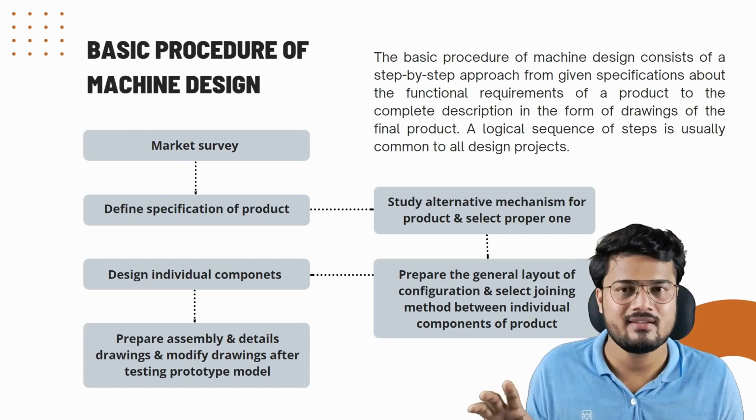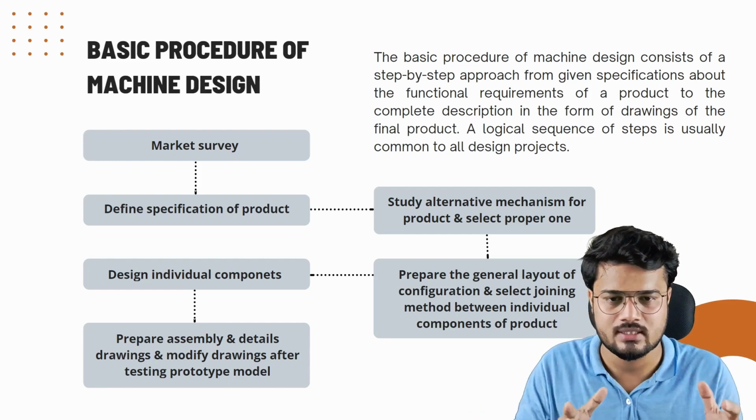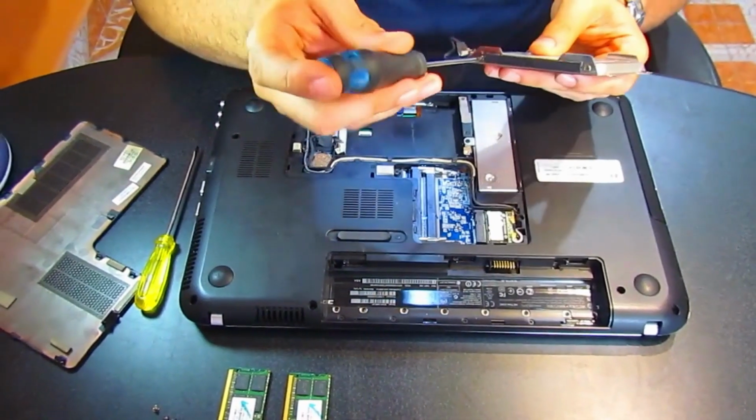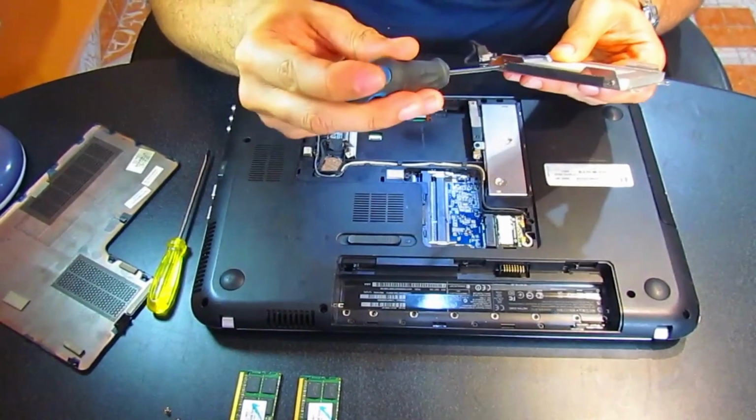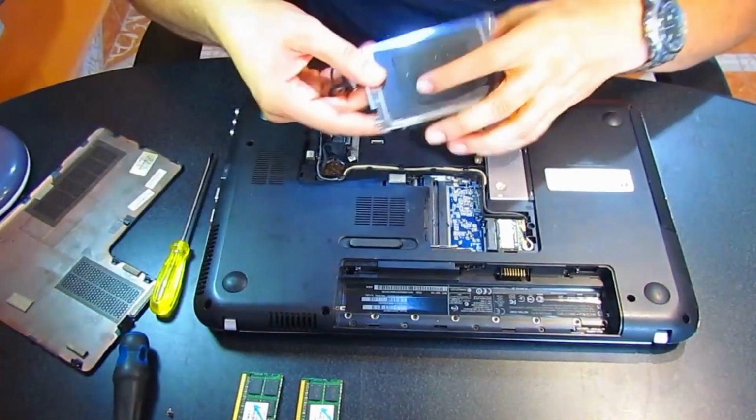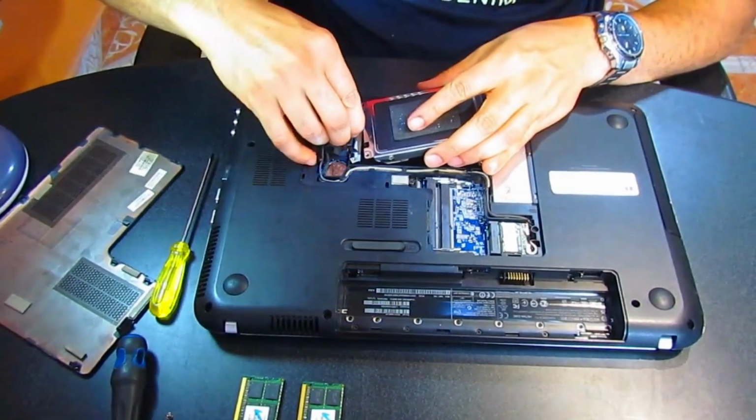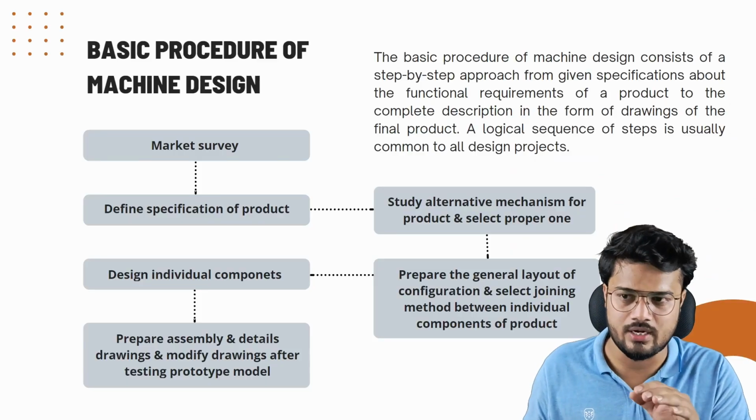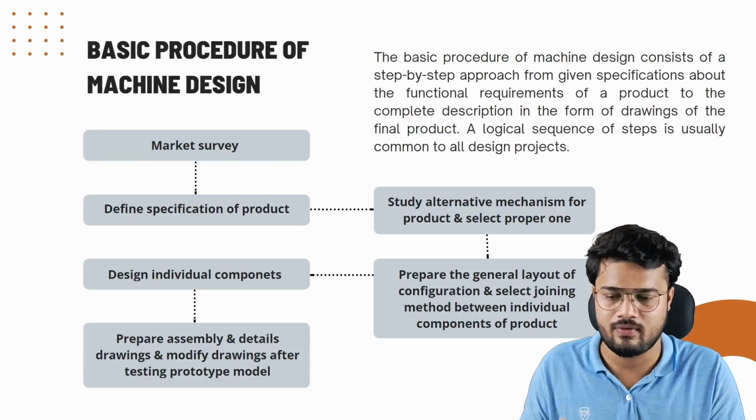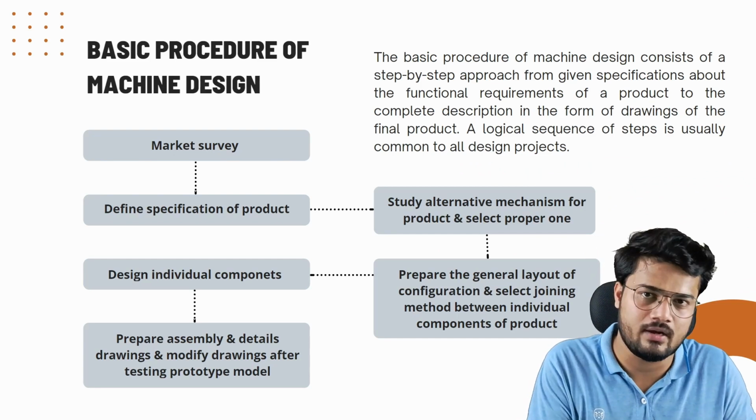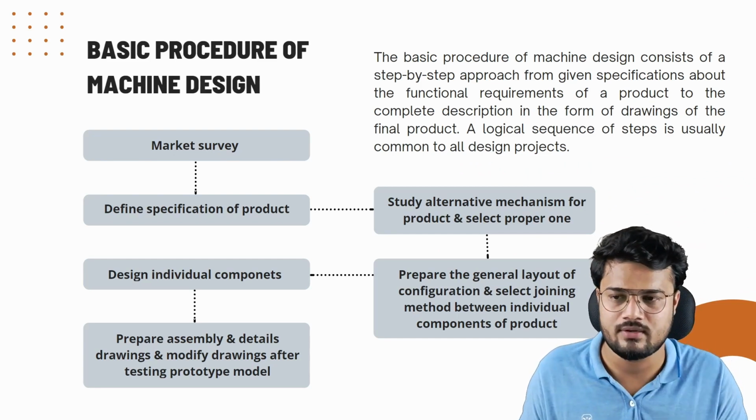Then once you design the part, you have to assemble it for prototyping. You will do the test, and then on that basis you can reinforce the design, and again, until it's perfect, you can modify the design and then do the final product. So this is the basic product design flow.